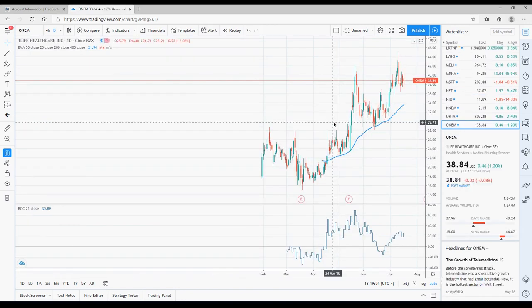ONEM. This is a stock that I like. This is like Teladoc. Touching 50. Add here. Add here. Add here. Don't do anything right now. Okay. Pretty simple.